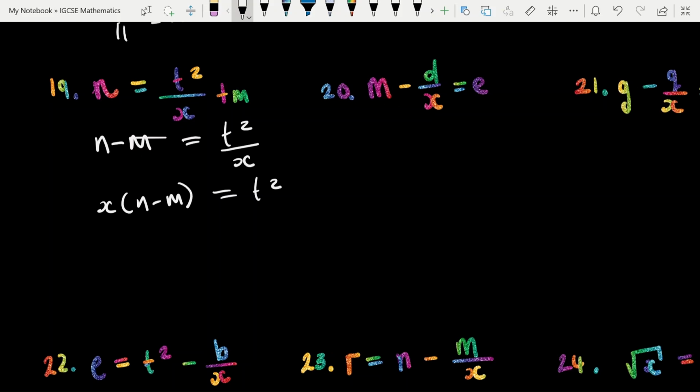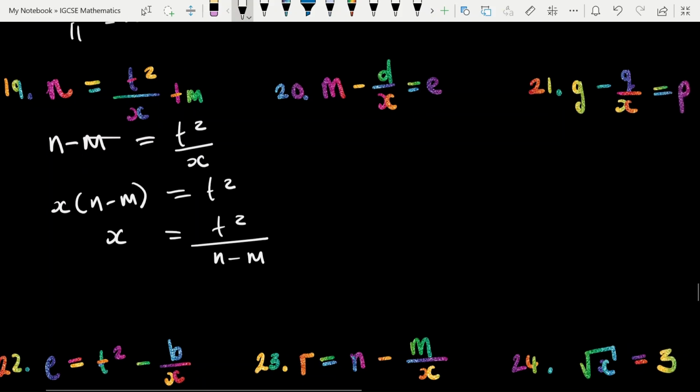So you're taking everything else that is not x. And what is that? That's n and negative m. These two are multiplying x, so we're going to just take them to the other side and they will divide. So x will be equal to t squared all over n minus m. You are done. Okay, now we are pulling it up a notch. Let's see how.